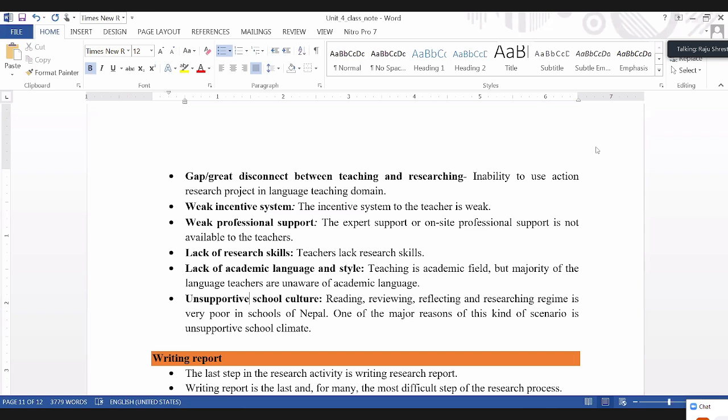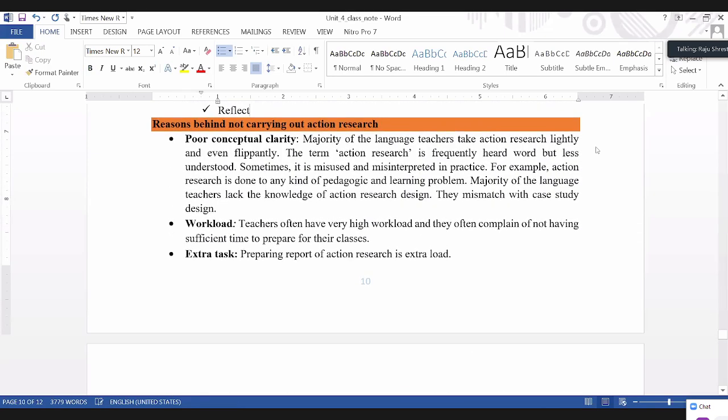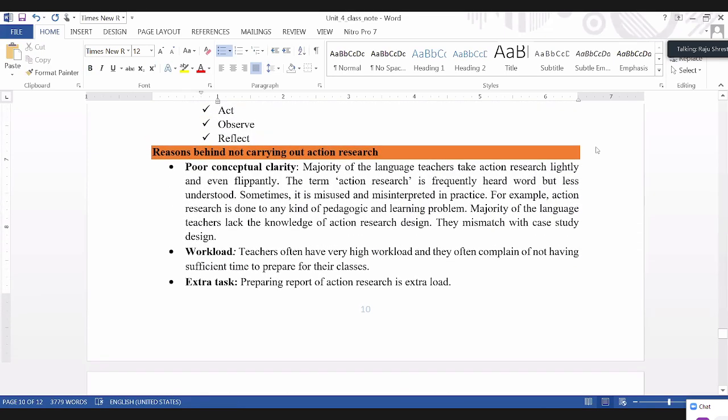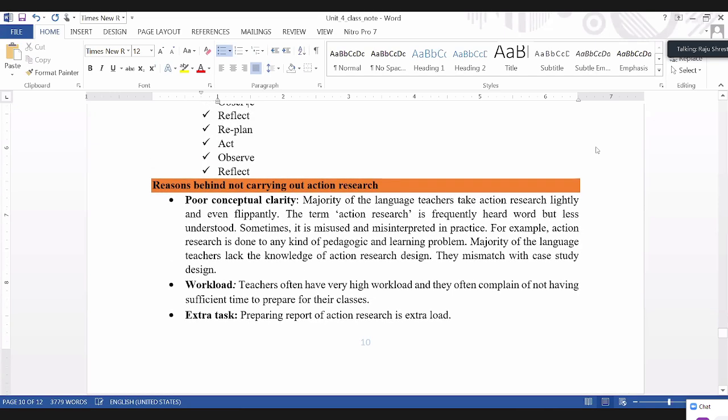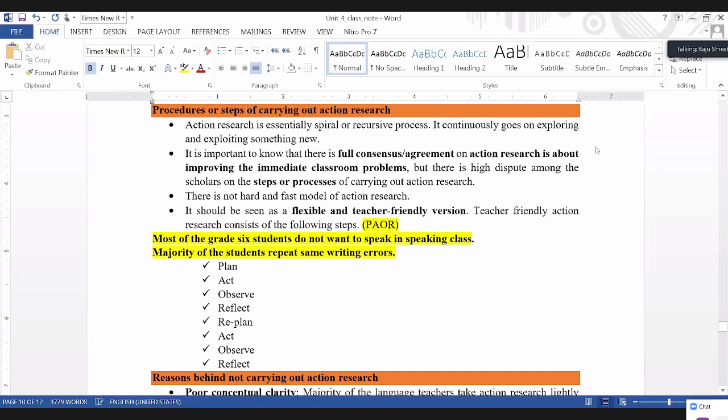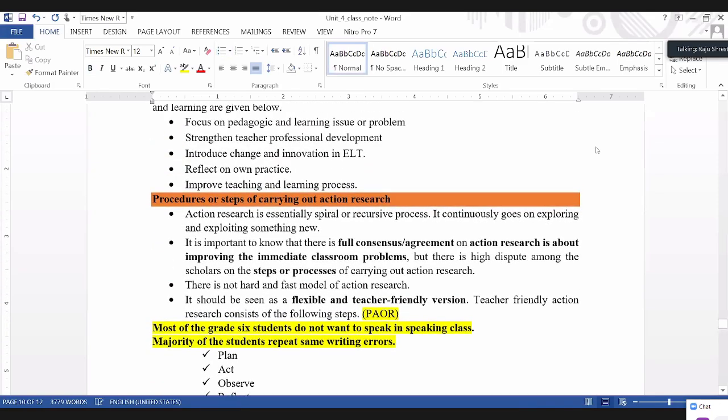A teacher might need some kind of materials. So encouragement may be necessary, motivation may be necessary, some kind of incentive system may be necessary, professional support may be necessary. So if these parts are lacking, then what happens? These directly and negatively affect the process of carrying out action research. These are the reasons behind why teachers are not carrying out action research in the classroom.